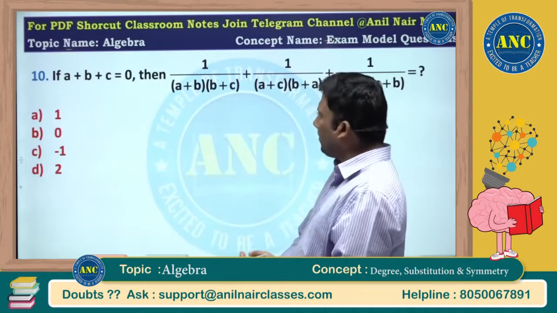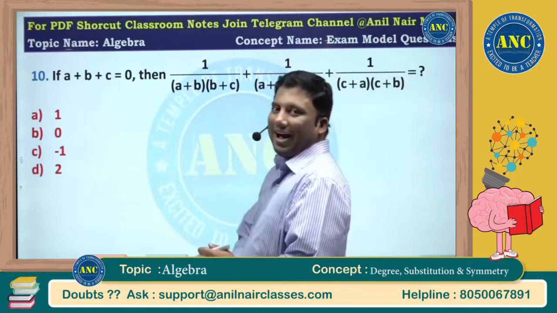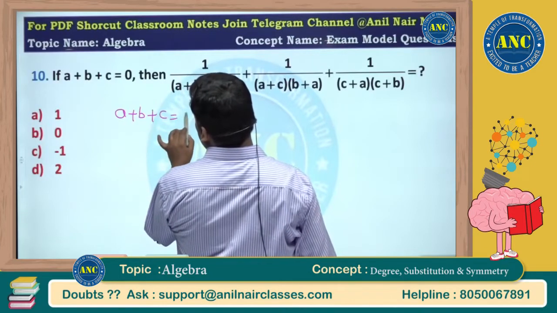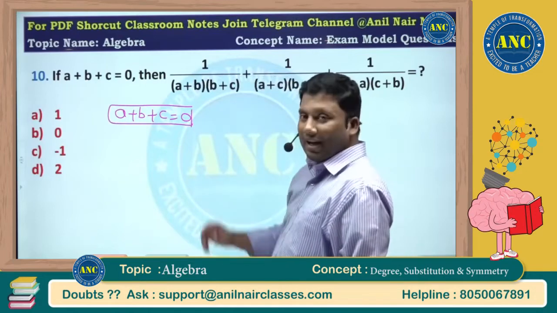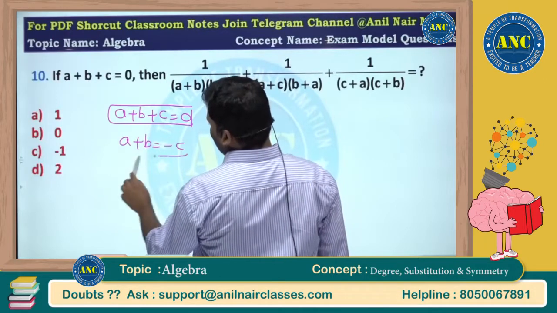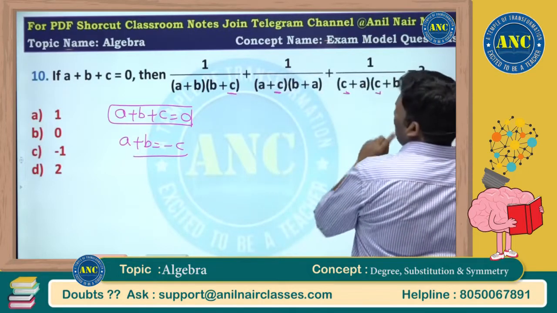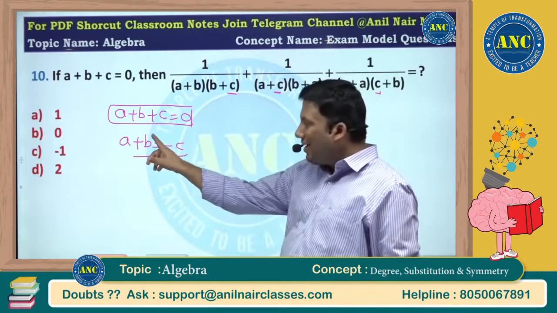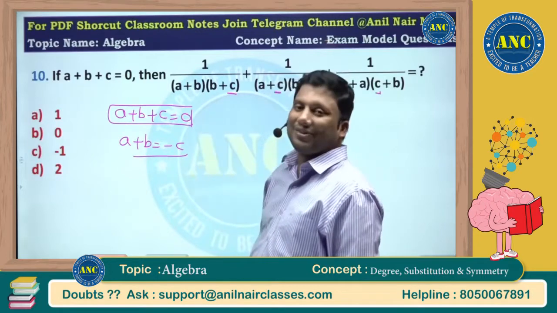If a plus b plus c is equivalent to 0. Another very good question, sir. If I make a plus b equivalent to minus c, c will be 0. If c is 0, a plus b will also be 0.